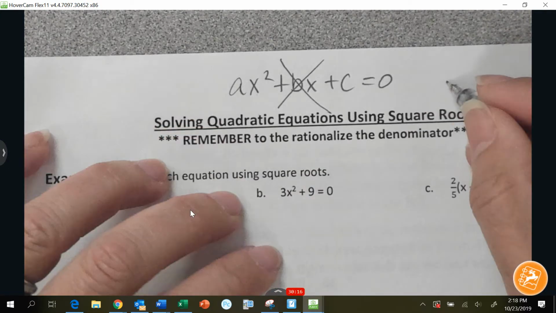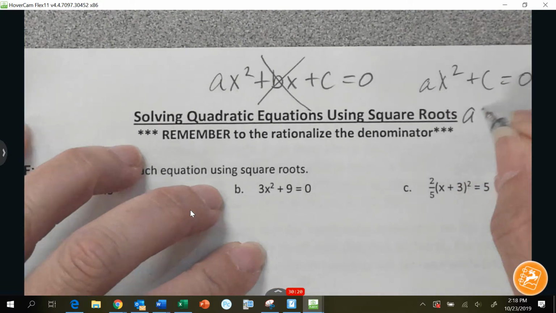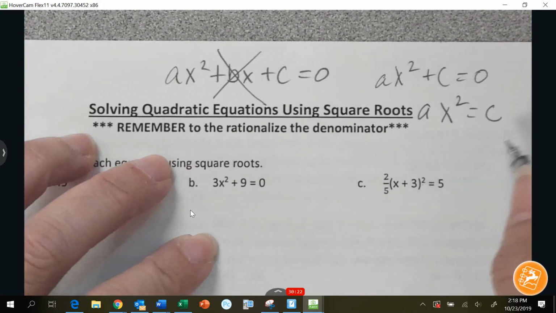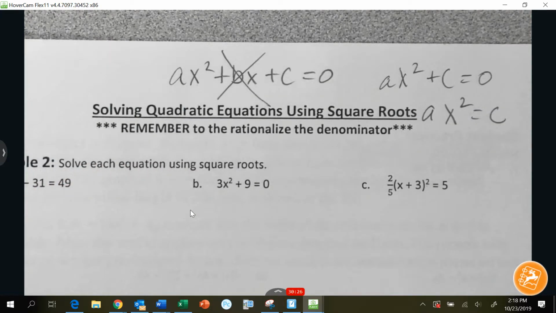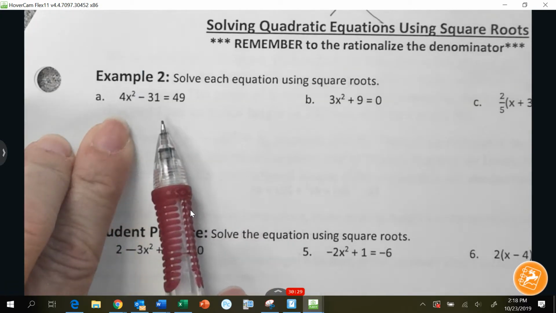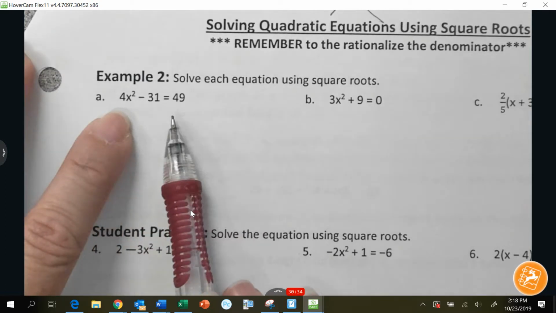It might be ax squared plus c equals 0, or the c might be on the other side, but it only works if there's no x term. So here, you see how there's no x term? This only works in certain situations. It doesn't always work.